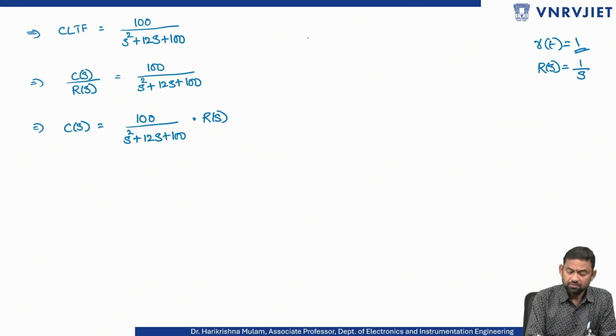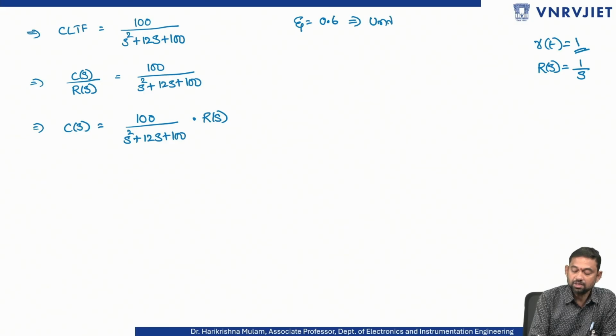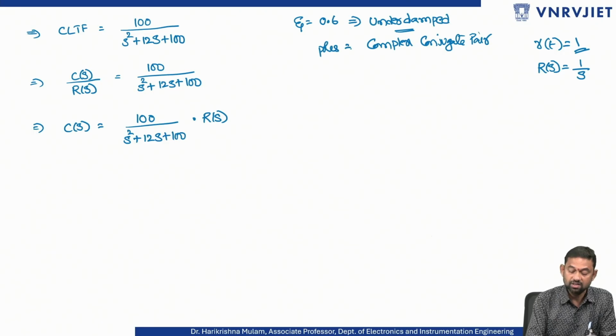But as zeta is equal to 0.6, we already said that this system is an underdamped system. For underdamped systems, the poles of the system will be a complex conjugate pair. Let us prove that also. Poles are complex conjugate. Let us find it. So poles means the roots of this denominator polynomial. It is something like a s square plus b s plus c.